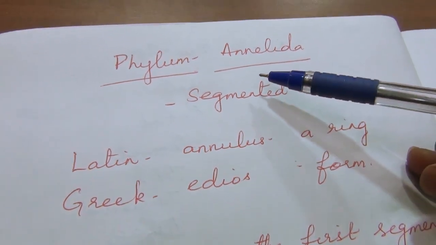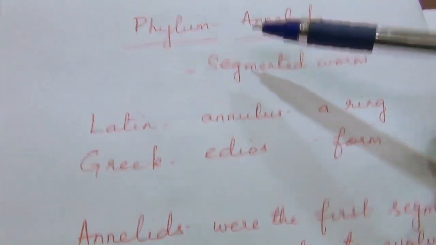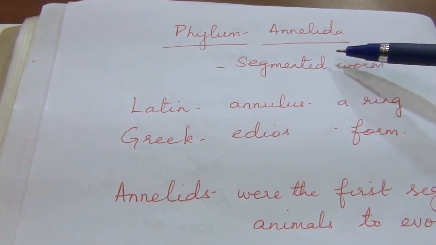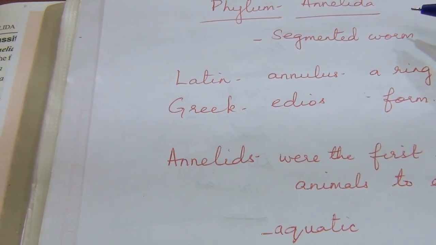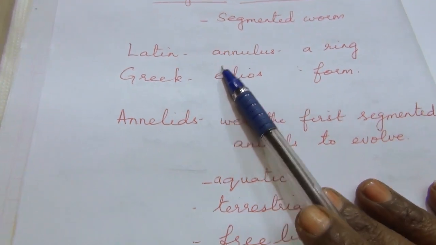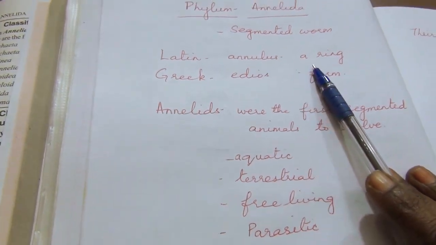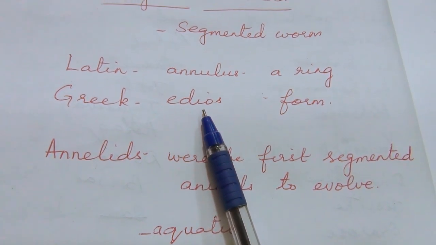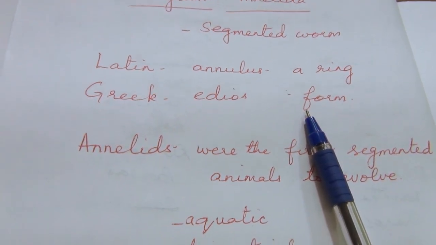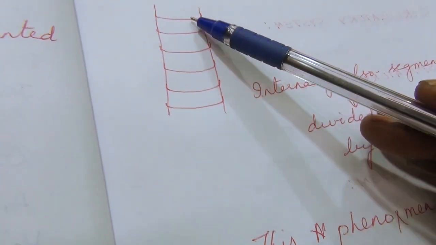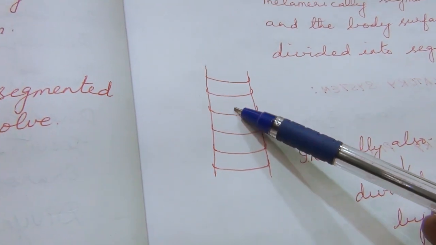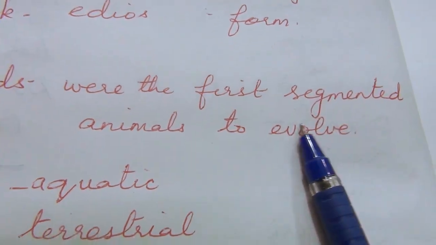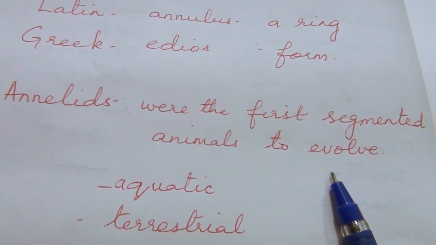Okay, we will start the class. Good morning, dear students. To continue with our phylum, Phylum Annelida, it is a segmented worm. A Latin term, it is annulus. Annulus means a ring. A Greek term, it is idios, means form. Okay, it is a ring-like, a segmented form. That is why it is called Annelida. And annelids were the first segmented animals to evolve.